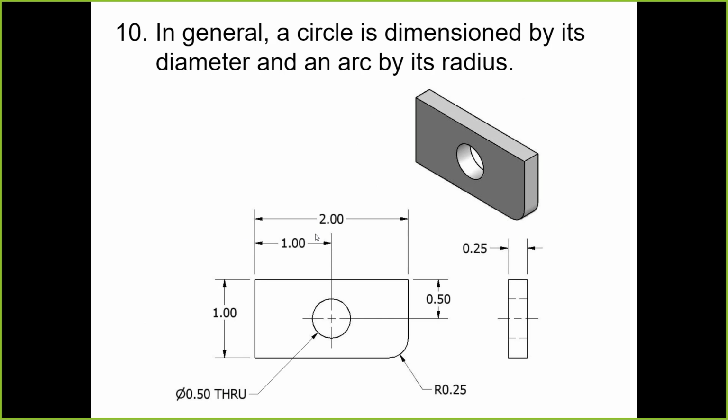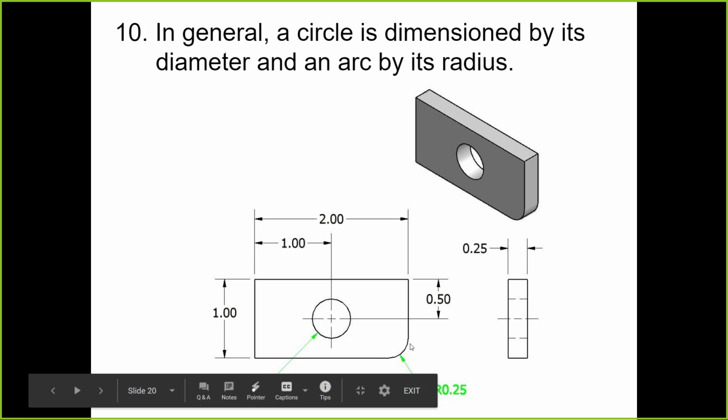In general, a circle is dimensioned by its diameter and an arc by its radius. So, do you guys see this little arc right here?